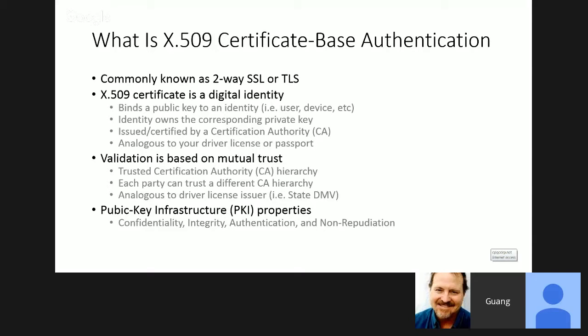And X.509 certificate is basically your digital identity. When I talk about identity, I don't mean a person. It could be a person, but in the digital world, an identity is basically a set of trusted attributes which uniquely identify who you are. When I say you, it could mean you the person, or the device, or an application. So it's basically a set of trusted attributes.